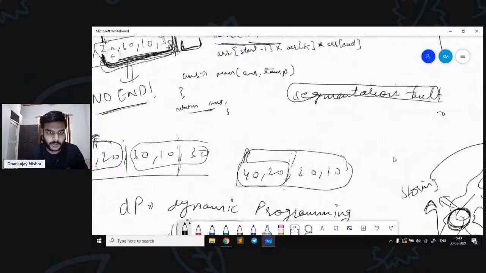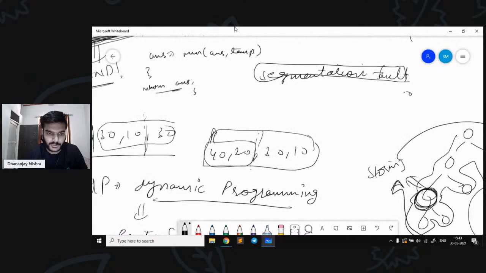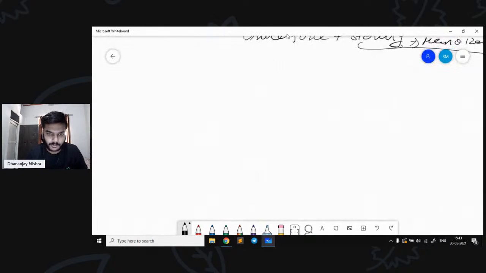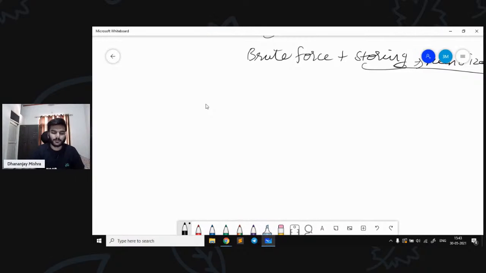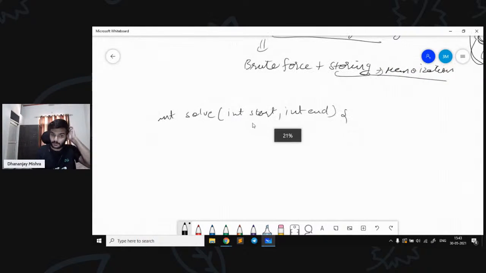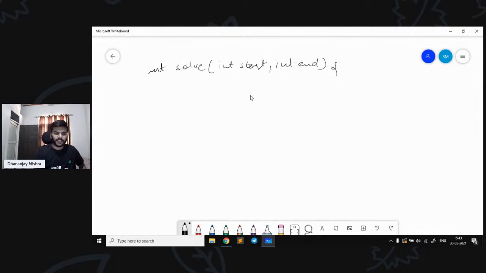So where was our recursive code? Yeah, I will add my recursive code again, so it looks nice and clear. This was our recursive code. I hope everything is clear up till now. We had this start and end, and we had a base condition: if start is greater than or equal to end, I will return 0. And I will have an answer that will be initialized to int max.